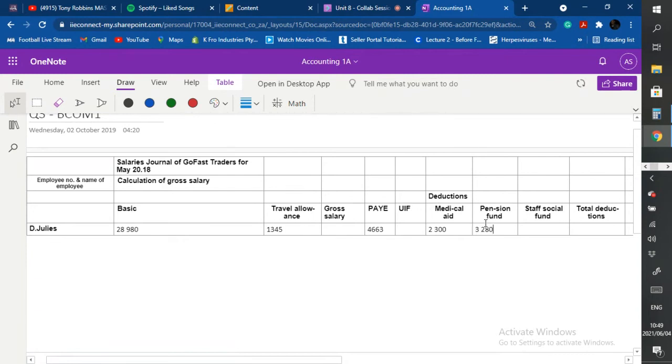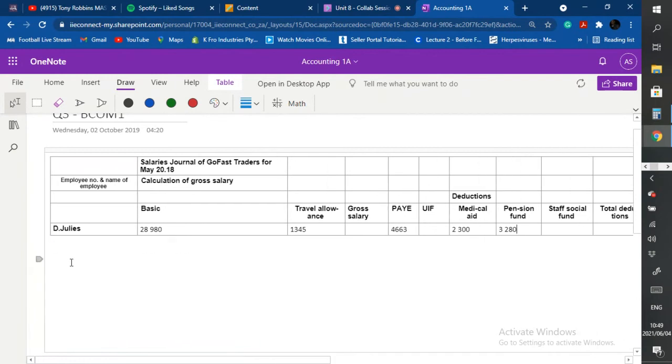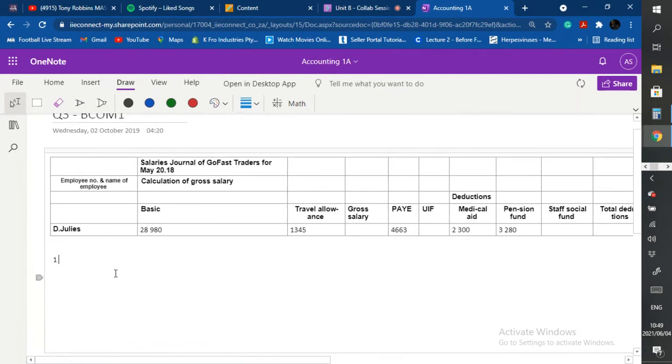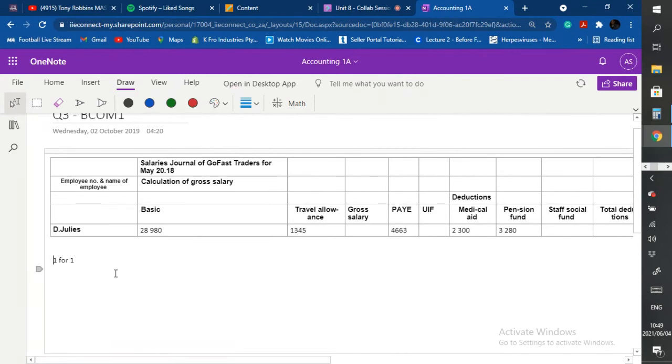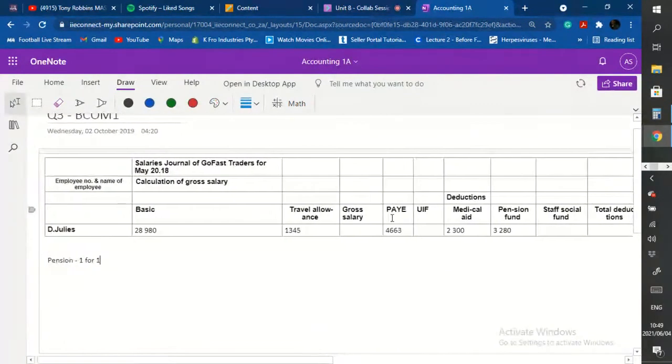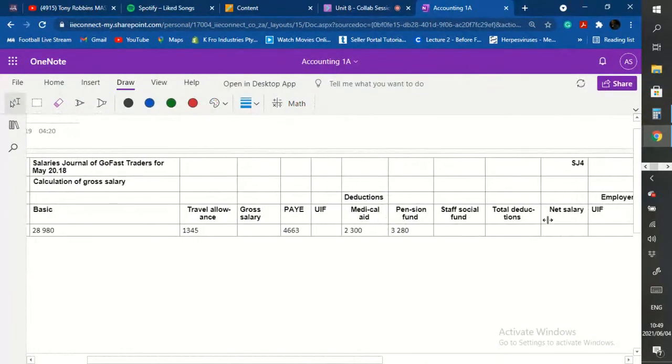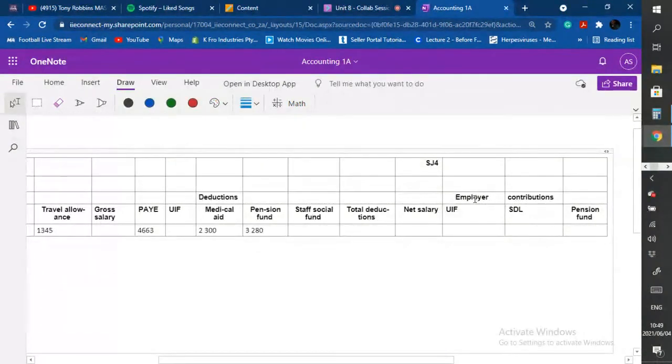3,280. Then it says the employer contributes to his pension fund on a rand for rand basis. So you can quickly just write that here. Rand for rand. I'm just putting a 1 there. This is on the pension. This is the employer contribution. If you see here there's all the deductions, then you have your net salary. But if we continue, you see employer contributions, and there you have a pension fund.